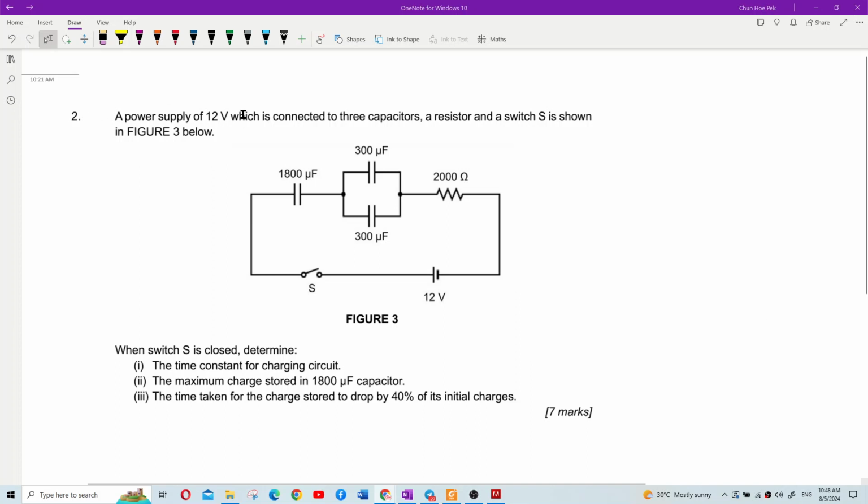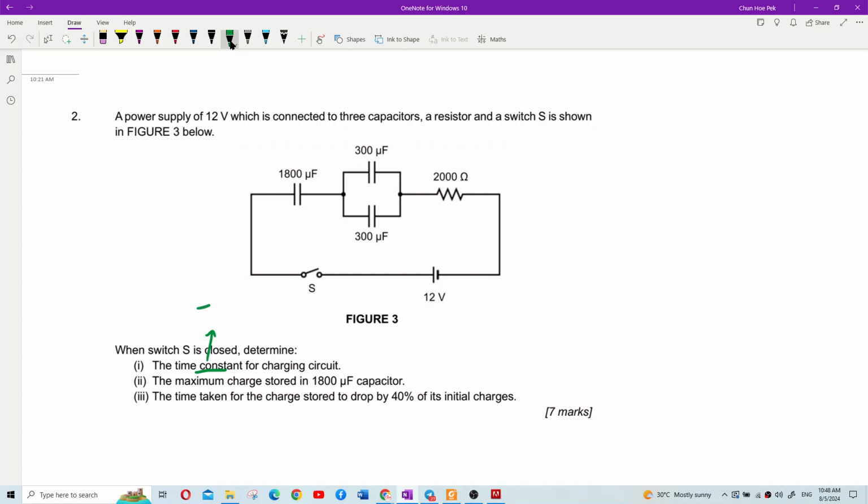A power supply of 12 volt is connected to 3 capacitors, a resistor, and a switch. When the switch S is closed, determine the time constant for the charging circuit. Find the time constant. What is the time constant, class?